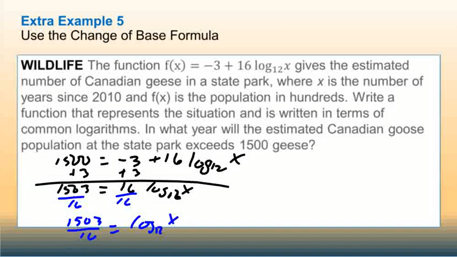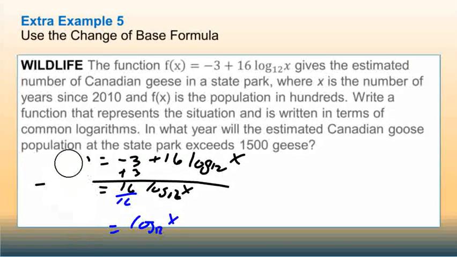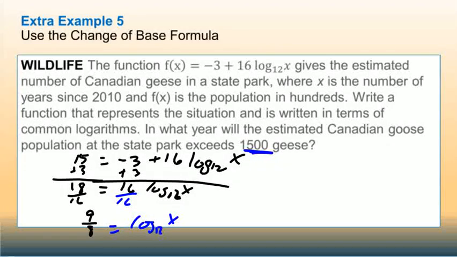Here I'm going to make a quick adjustment. So when I put 1,500, remember, the population is in hundreds. So this is already in hundreds. So that means this is actually 15. So that means if I add 3, that gives me 18. Then divide by 16. That's going to give us 9/8. Here's a reduced fraction. Remember, it says exceed, so it has to be greater than or equal to. So I'm just going to change that to greater than or equal to.